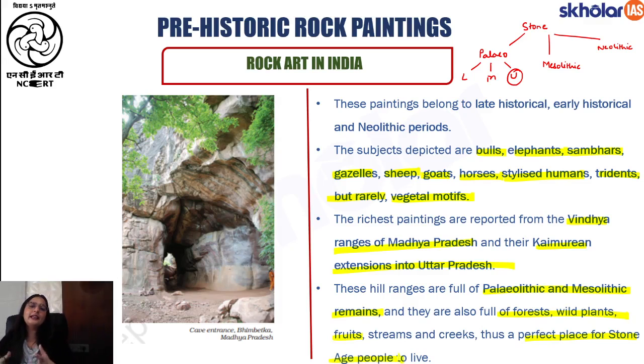So naturally, any area which is full of resources was very lucrative for the lifestyle of the early Stone Age man, and that is why the earliest humans were more adapted to these areas, and that is why they yield so many rock paintings.